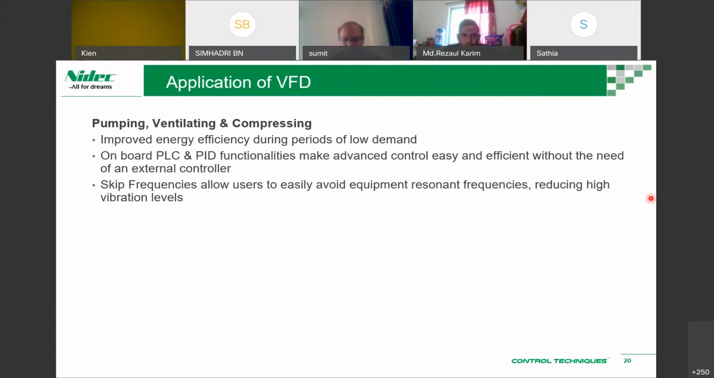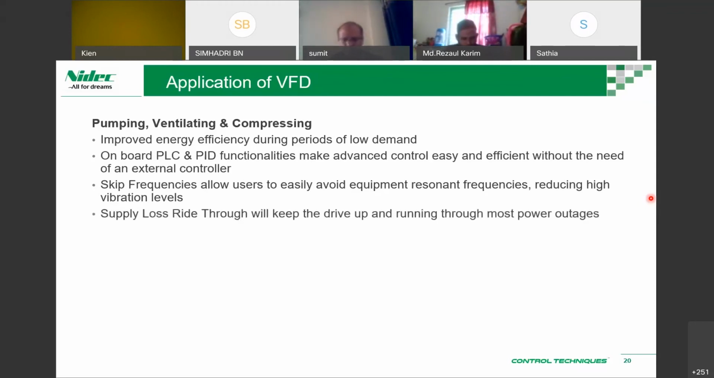So like for fans, you have these resonant frequencies where the machine starts to vibrate and so on. So we have skip frequencies in VFDs that you can use. You have supply loss ride-through features in the VFD, so if you have an unstable input, with dips in your voltage input, then the drive can do a supply ride-through.